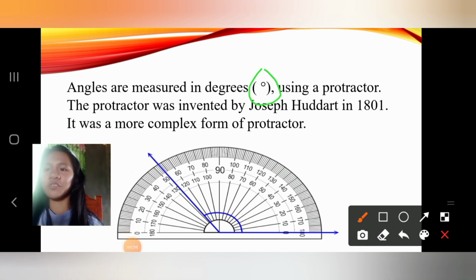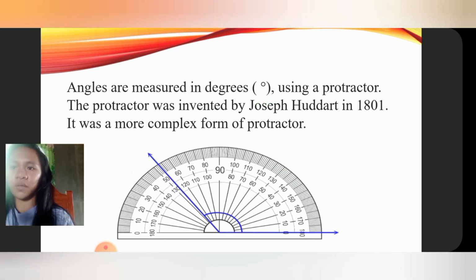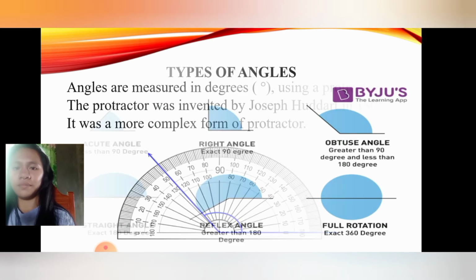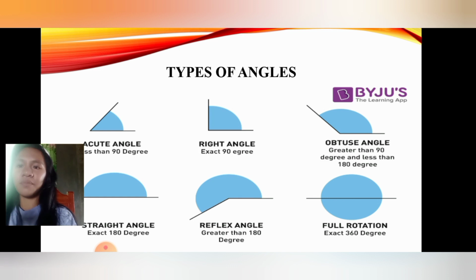Using a protractor. The protractor was invented by Joseph Hodart in 1801. It was a more complex form of protractor. These are the types of angles.